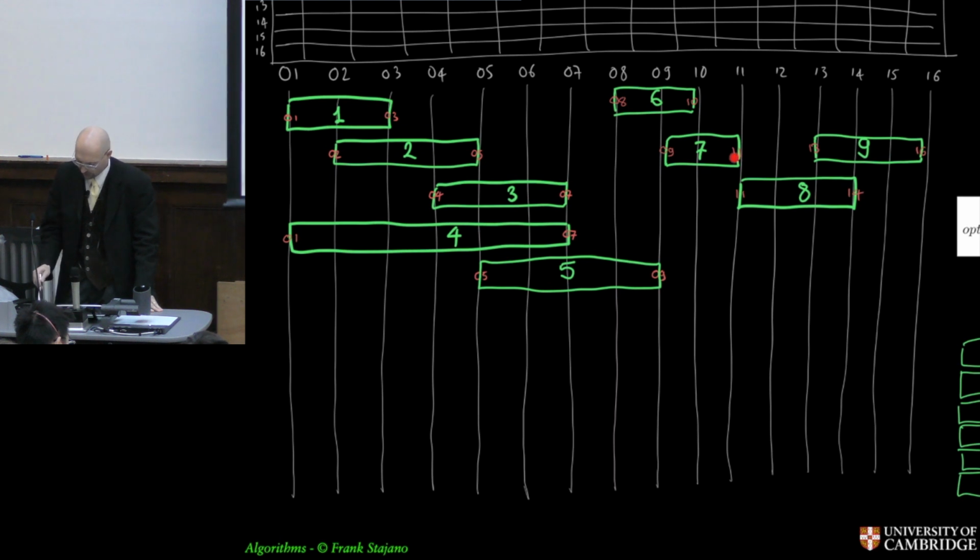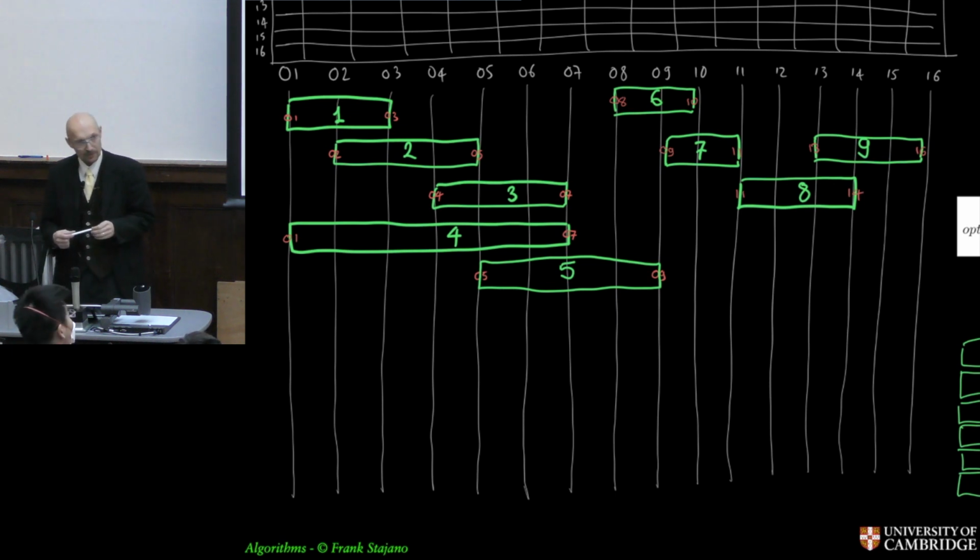However, this one and this one are compatible. You could assign them to both. This one and this one are compatible if, say, this one ends here and this one starts at the same time, that's okay. But anything that has an overlap, these two are not compatible. You can give it to this one or this one, but not both.